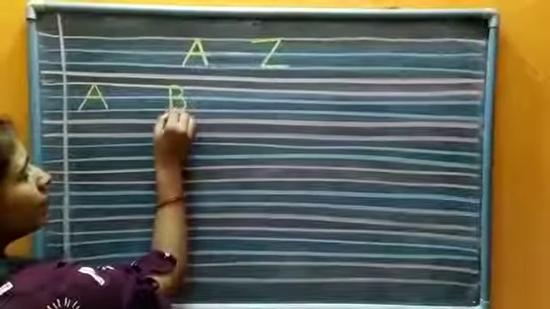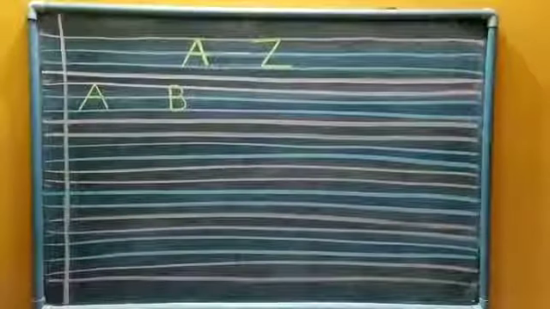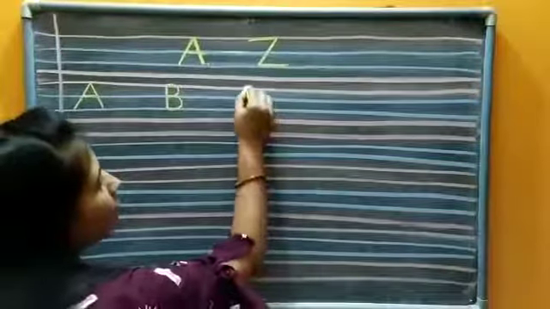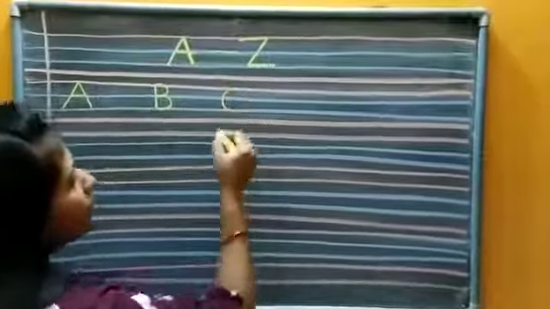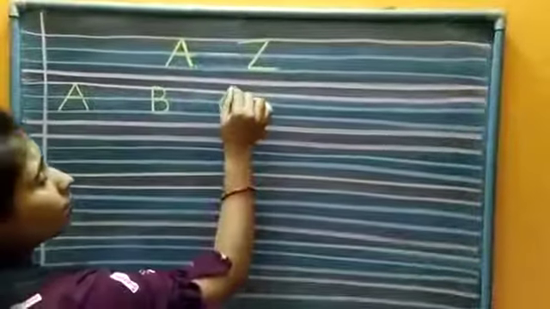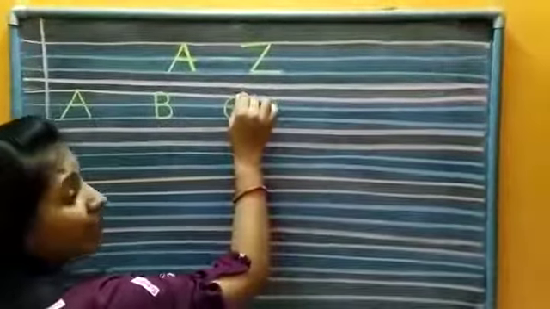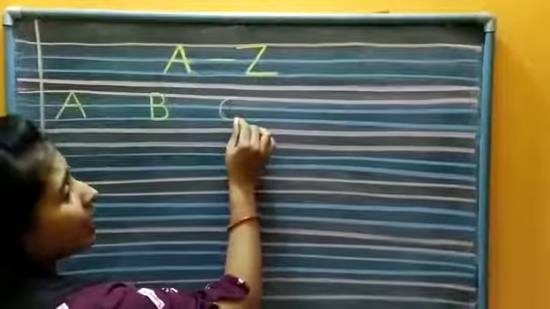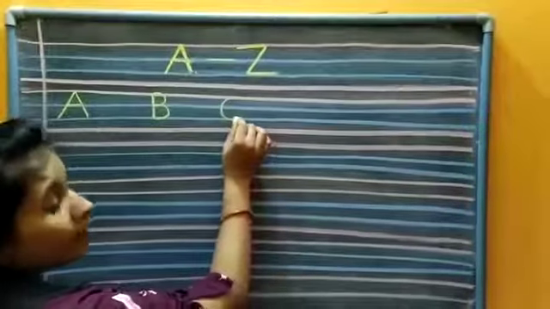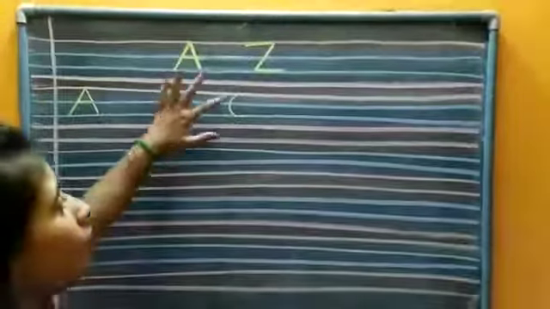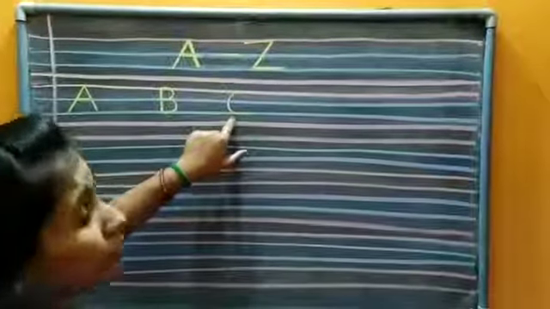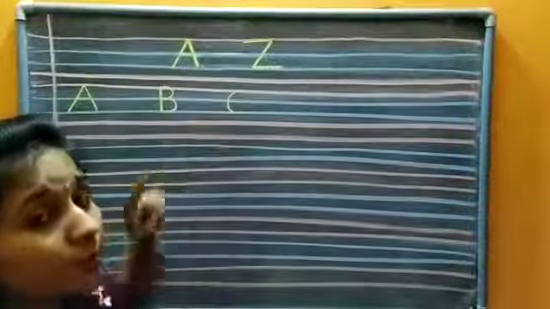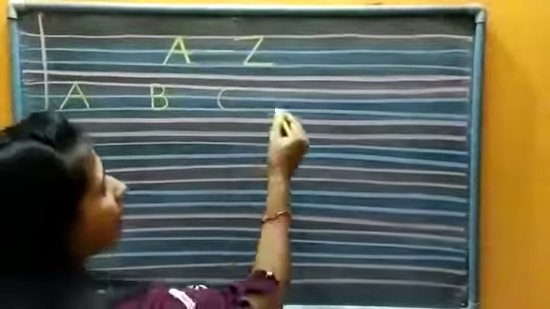We will complete B like this. Now here we have to write C with a curved line. What I am doing, I am touching the pink line and here I am touching the blue line. So whenever you have to write, you have to touch the pink line and blue line. This you have to mention always and you have to remember it every time while writing.